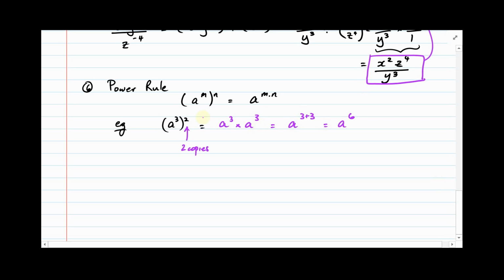The only way that I can get these powers here, 3 and 2, to end up being 6 is that there is a product. So another way of saying this is that in the power rule, the powers multiply all the powers of the terms that are inside the bracket. So let's look at what we call the general power rule.